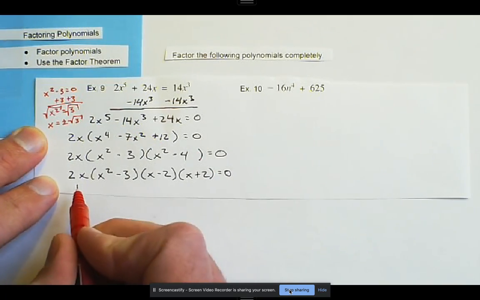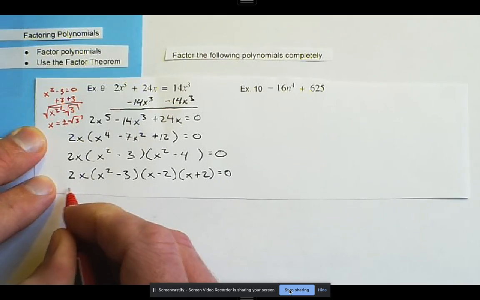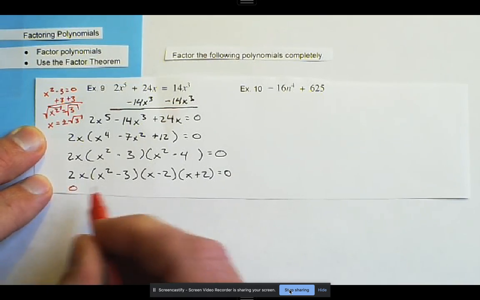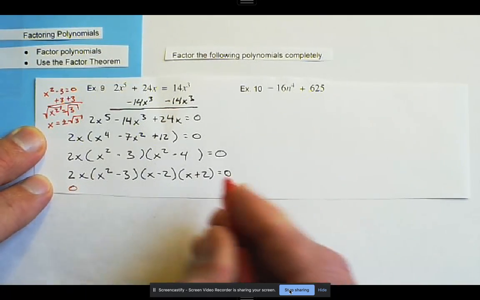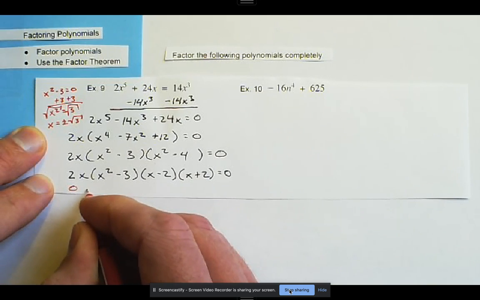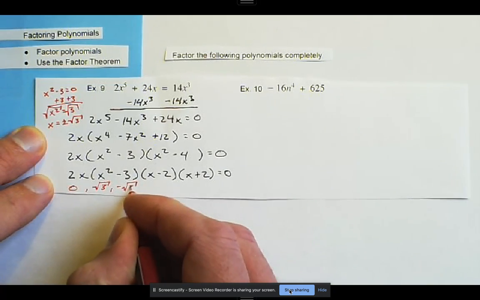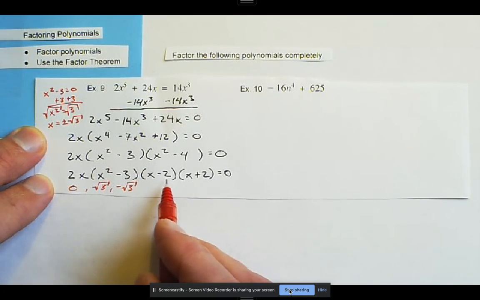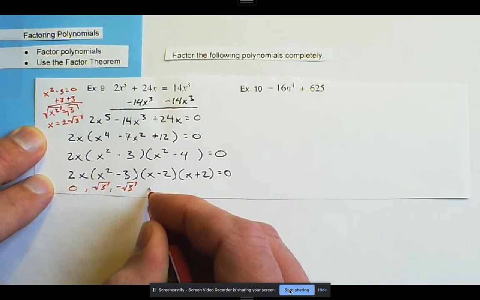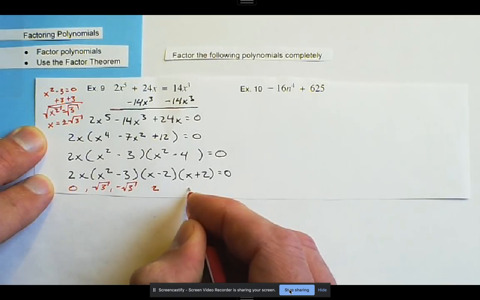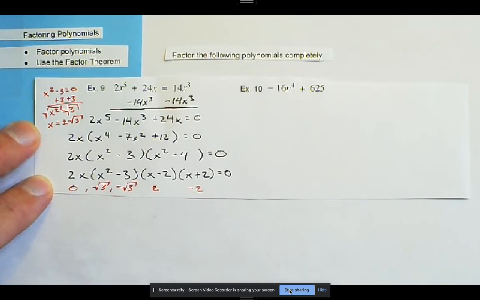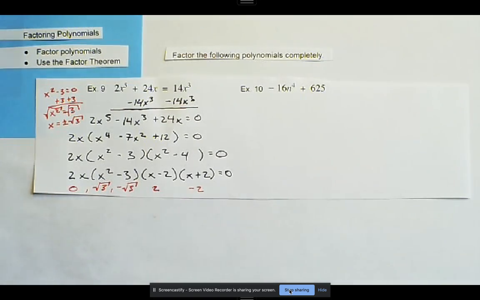So this part here gives us 0. If we substitute 0 in, the whole thing will be 0. This part here gives us the square root of 3 and minus the square root of 3. And then these two give us the opposite sign, so 2 and -2. So if we substitute any of those values in, the whole thing will be 0. So those are our solutions.